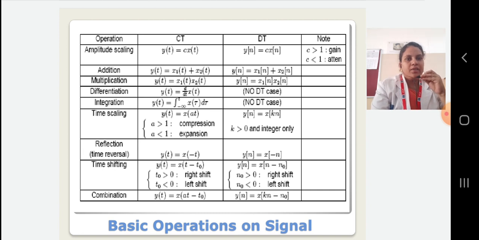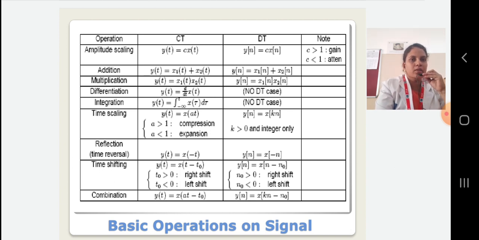And what is differentiation? Differentiation is represented by d by dt. So y of t equals d by dt of x of t. You have the x of t value, take the differentiation of x of t, and you get the differentiation output y of t. And how to find the integration? y of t equals the integral from minus infinity to t of x of tau d tau. These differentiation and integration operations are not applicable for the discrete time signal. So note this point: these two operations do not apply for discrete time signals.